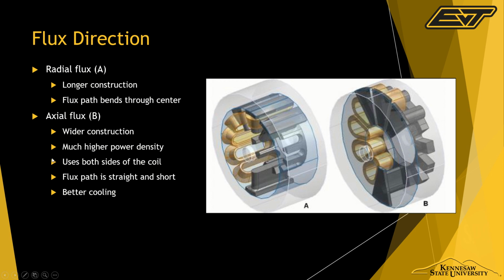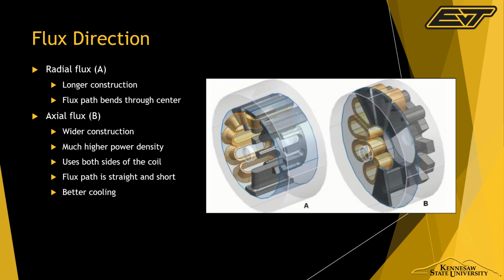Now, an axial flux motor, I put wider, but wider isn't very accurate. It's a larger diameter, and the reason why is because of the construction of it. Generally, you want your coil to not be very long, because the very center of your coil is affecting the magnets a lot less than the outer edge of your coil. So that's why they have a short length and a large diameter.